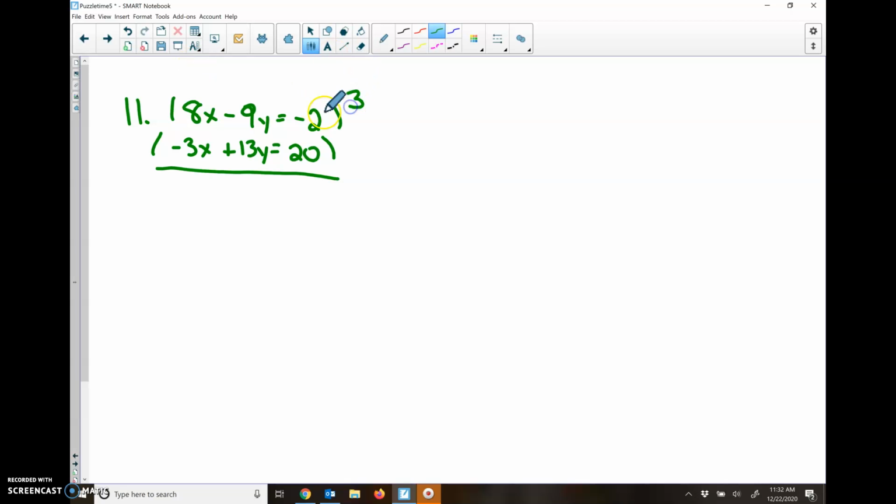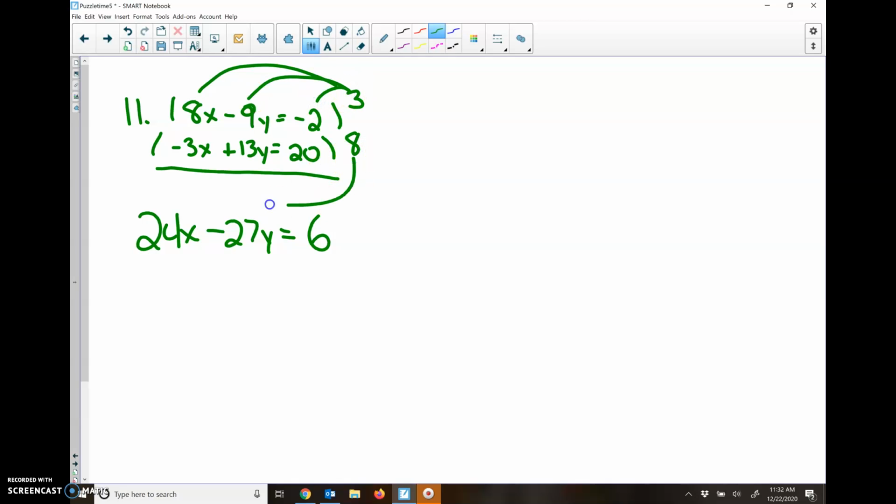So I'm going to multiply this whole top one by 3, so that I make it a 24x. And a negative 27y, and a negative 6. I didn't forget to multiply the number this time. There we go. And then I multiply the whole bottom by 8. So now I end up with a negative 24x. So now my x's are the same. And then 8 times 13 is 104. And then 8 times 20 is 160.